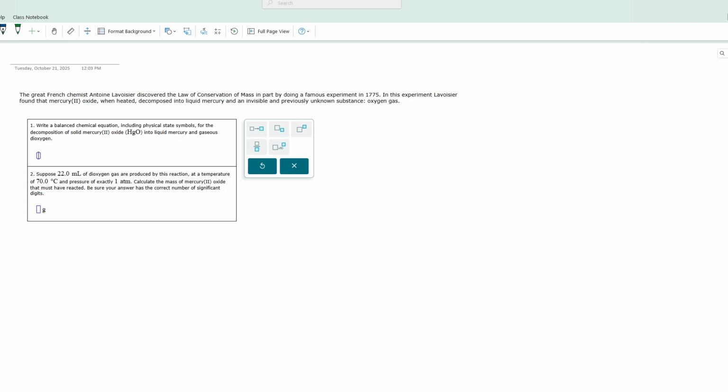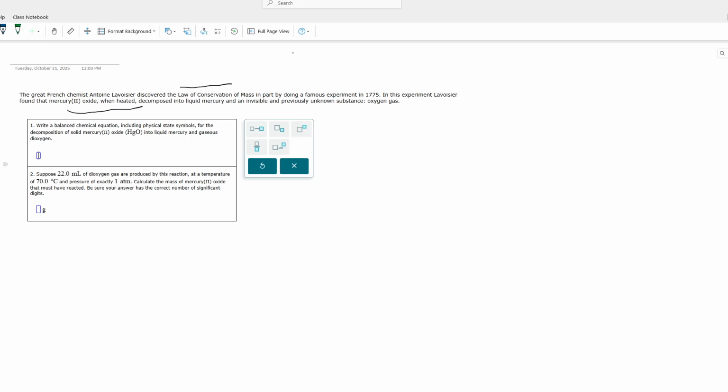Okay, friends, let's see if we can do this particular problem. I think we can. We have a problem here where this great French chemist, Antoine Lavoisier, a very interesting person, discovered the law of conservation of mass, and he did this experiment.